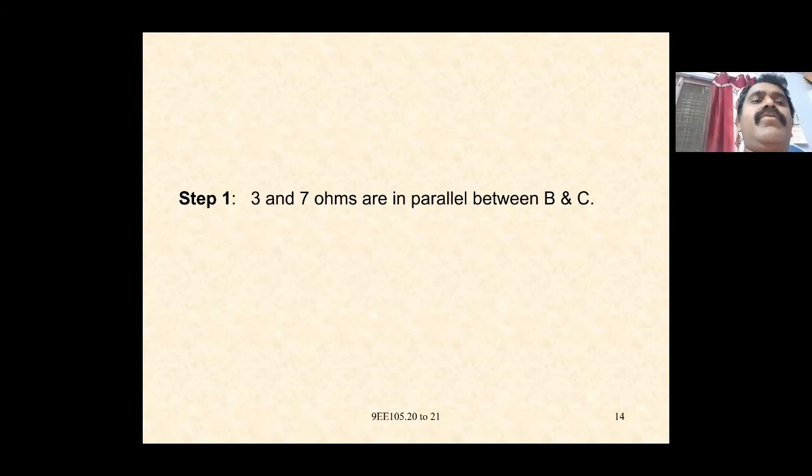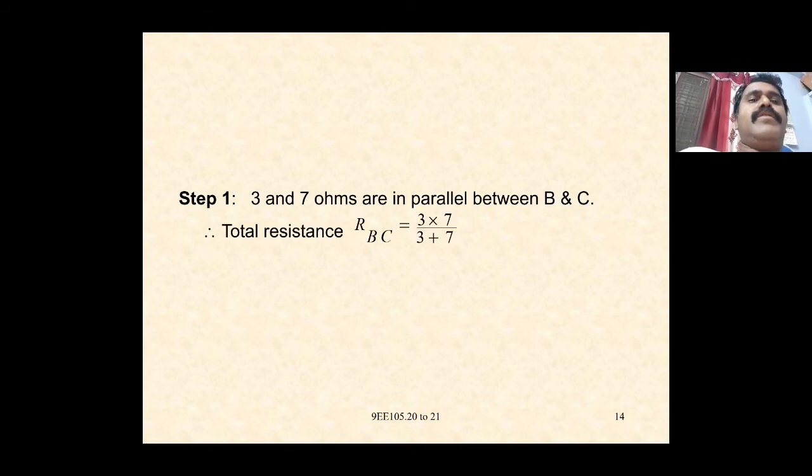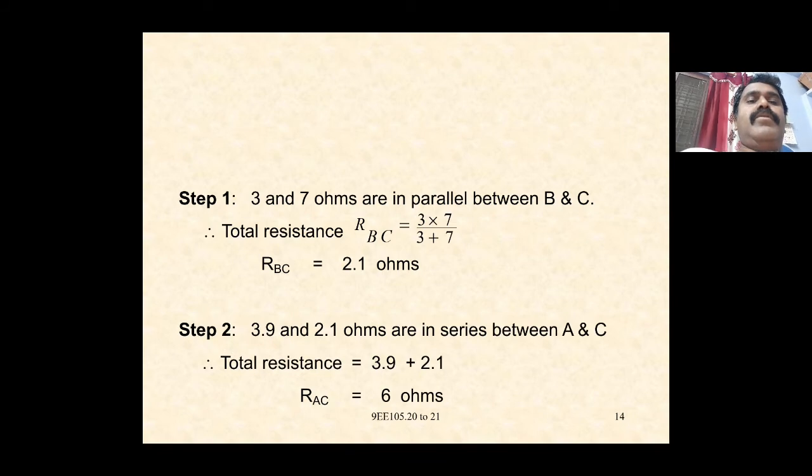So 3 and 7 ohms are in parallel between B and C. Total resistance RBC is equal to 3 into 7 by 3 plus 7. RBC is equal to 2.1 ohms. So step 2, 3.9 and 2.1 ohms are in series between A and C. Total resistance is equal to 3.9 plus 2.1. RS is equal to 6 ohms.